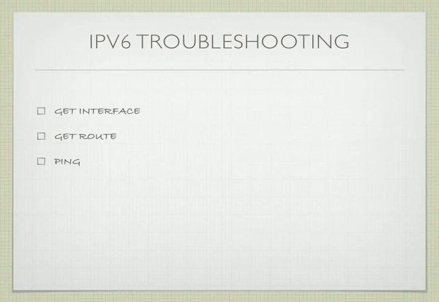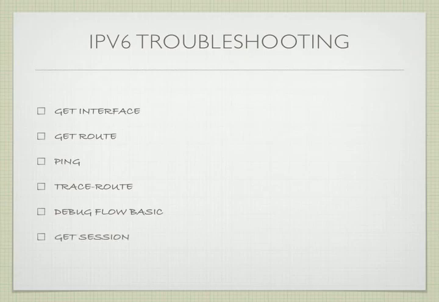Ping and trace route are still available for your basic networking tools. If you're having policy issues or traffic being denied, our debug flow basic captures IPv6 traffic the same way it does IPv4. And with our policies, the get session is still in place. So all of these fundamental troubleshooting tools that we've reviewed in the previous sessions work exactly the same way for IPv6.